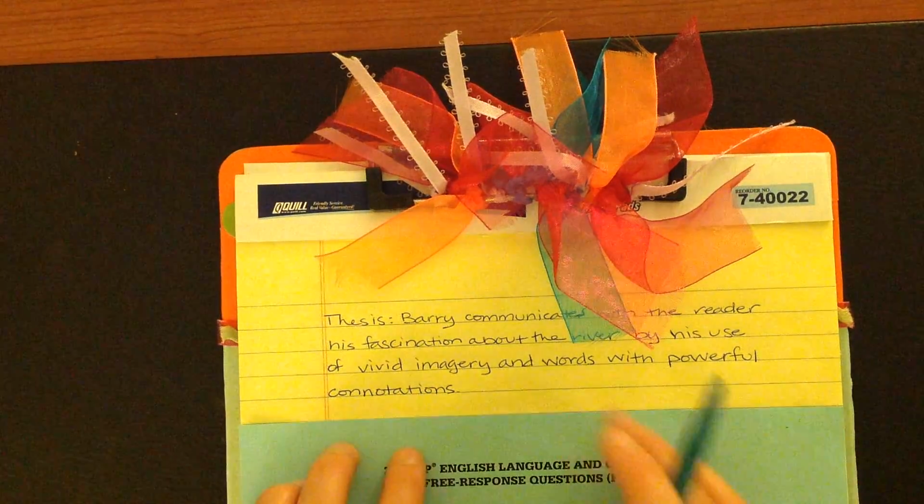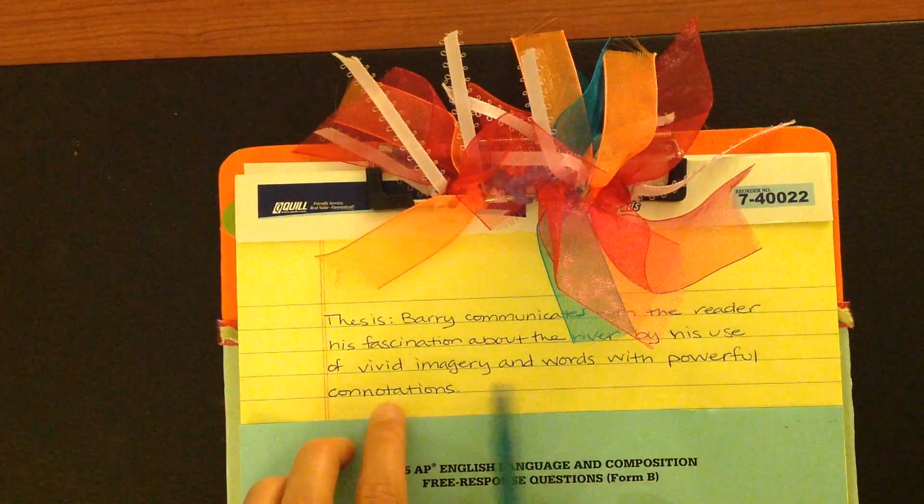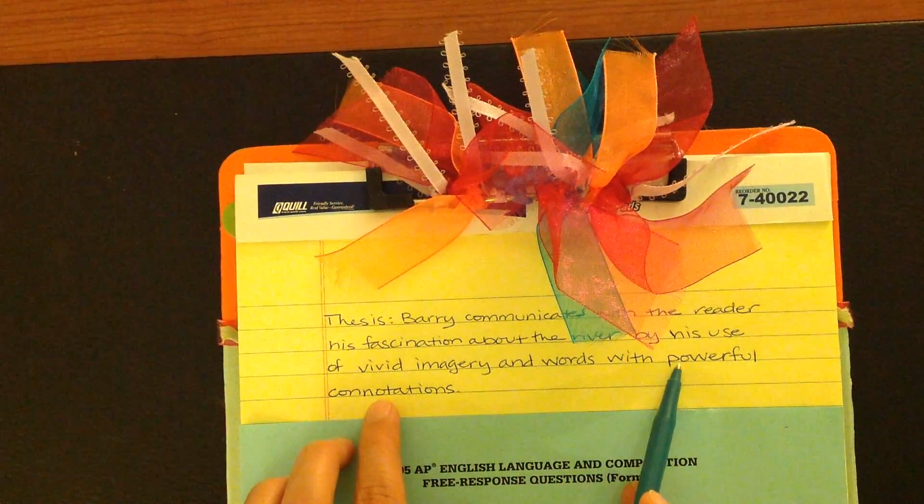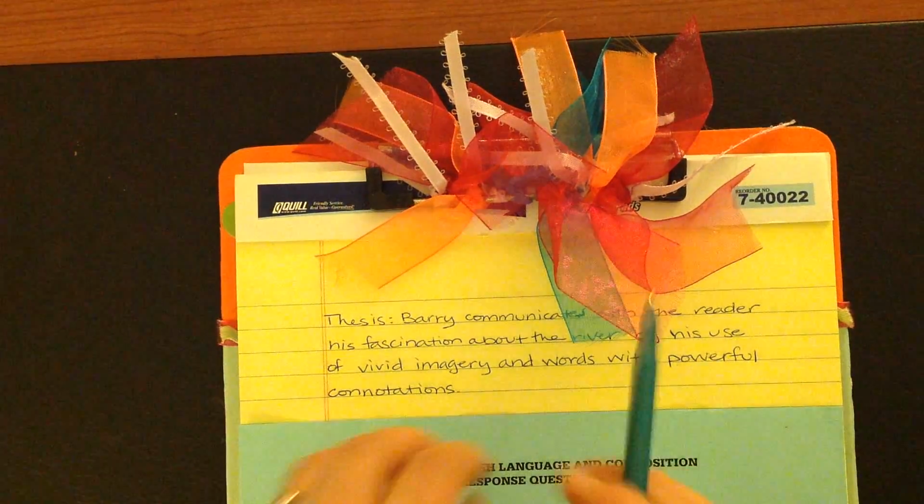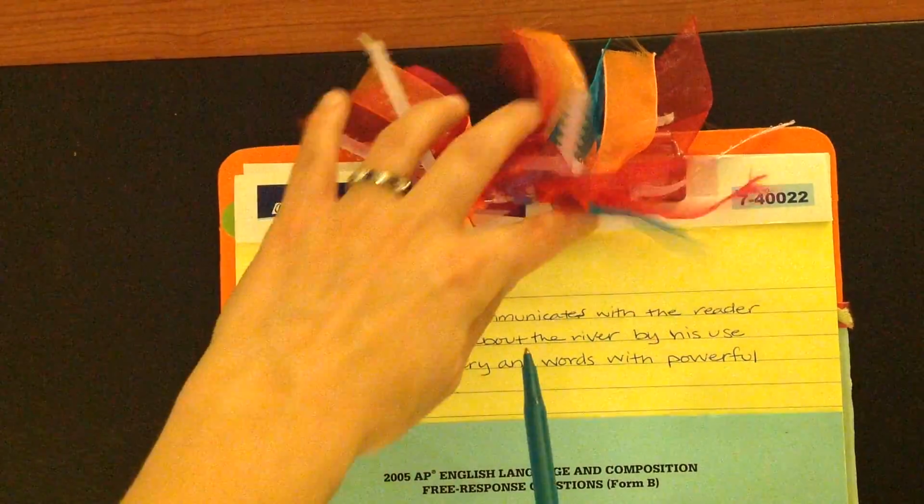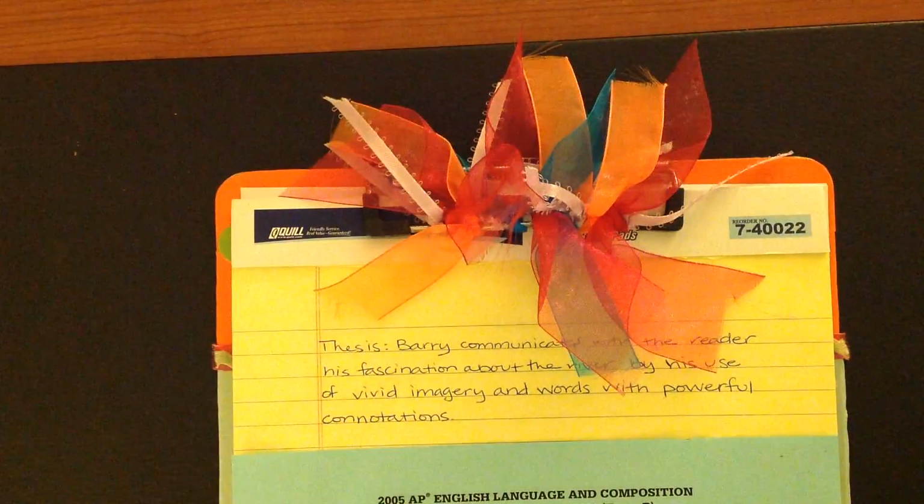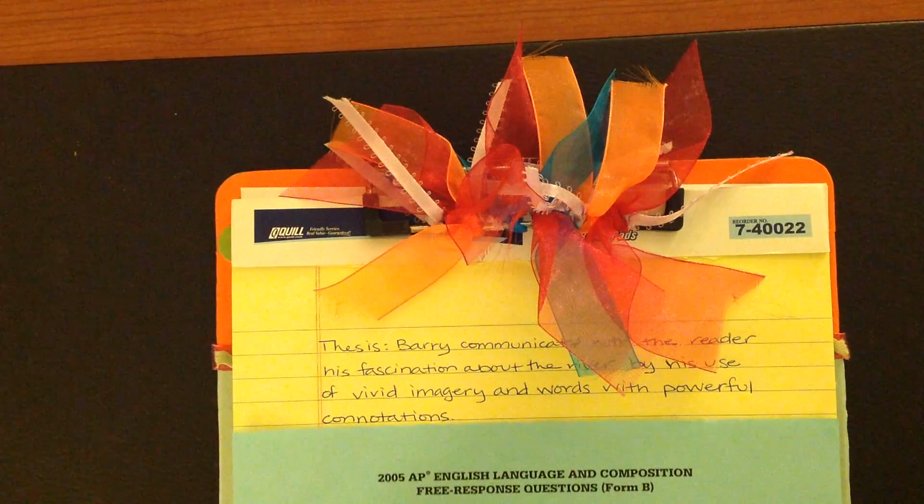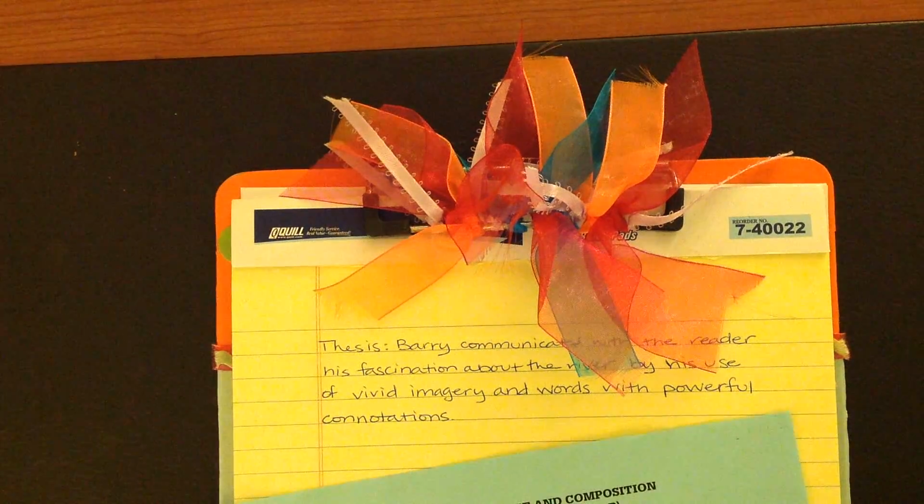Now I've kind of created a roadmap in my essay, and I know I'm going to talk about the imagery and I'm going to talk about the powerful connotations, and throughout it I'm going to talk about how those are communicating the fascination. So this is one statement that makes it clear what my essay is going to be about. Without this statement, my readers are lost. They don't really know where I'm going in the piece.